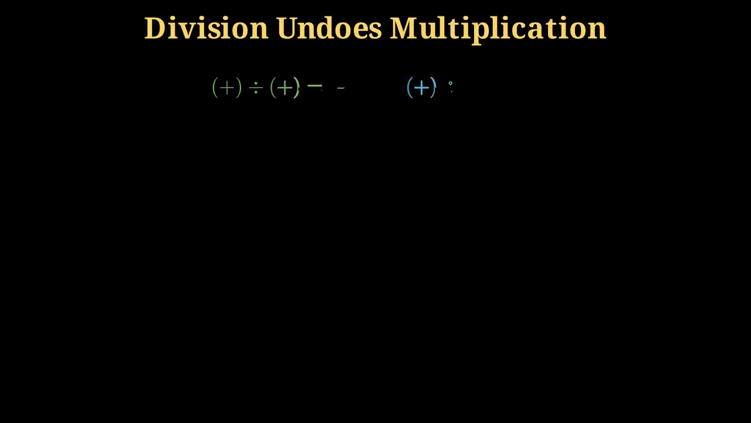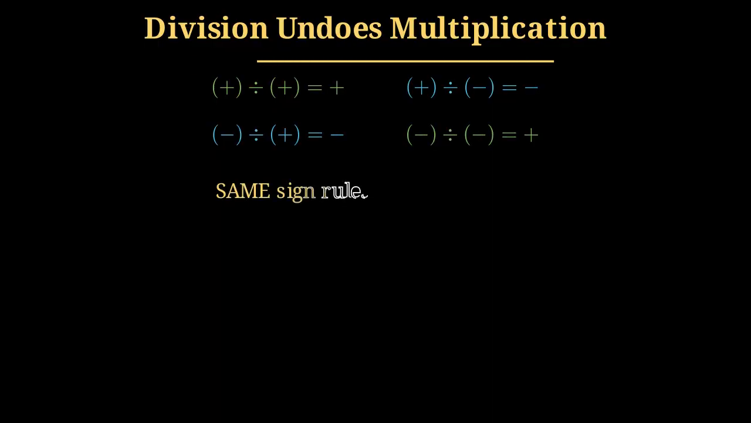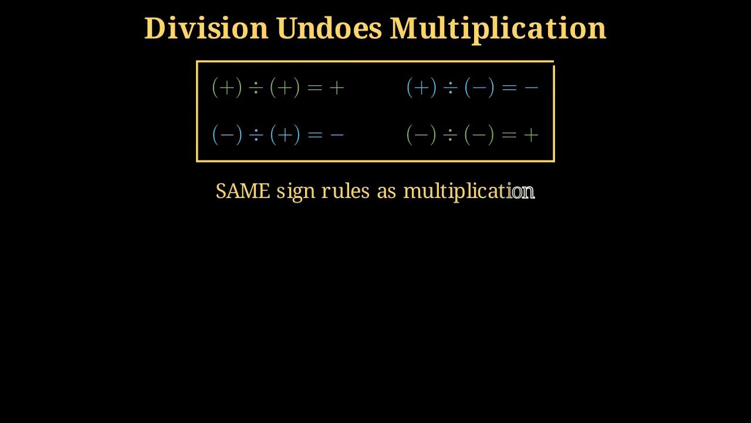And because division undoes multiplication, it obeys the same sign rules. Same signs give positive, different signs give negative. Nothing new to memorize. 2 special cases with 0, and they're not the same.